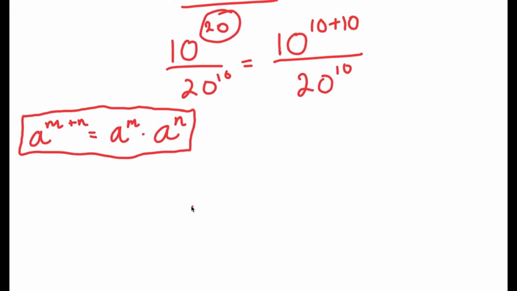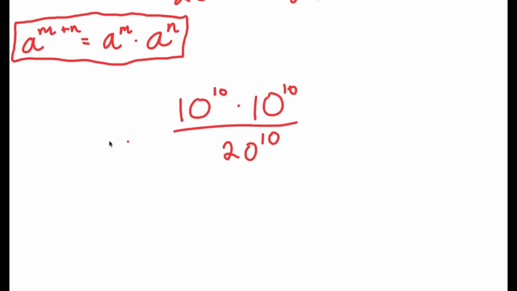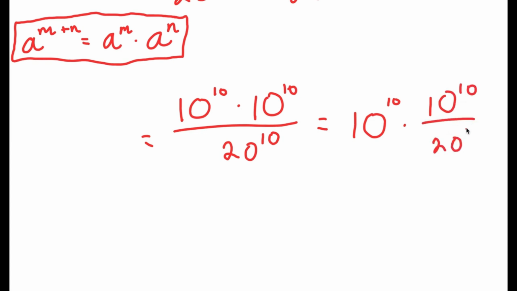So now 10 to the power of 10 plus 10, that's going to turn into, we can think of both 10s as m and n, so this turns into 10 to the power of 10 times 10 to the power of 10 all over 20 to the power of 10. Now, this can be written as 10 to the power of 10 times 10 to the power of 10 over 20 to the power of 10.